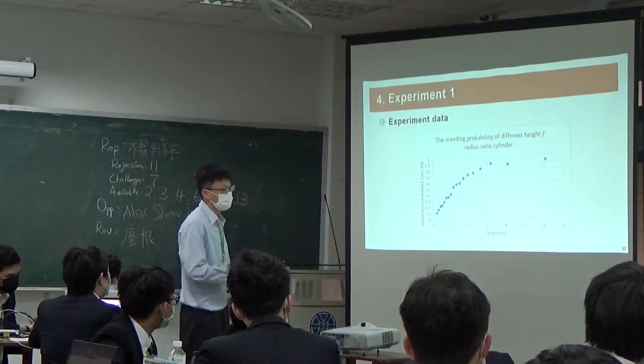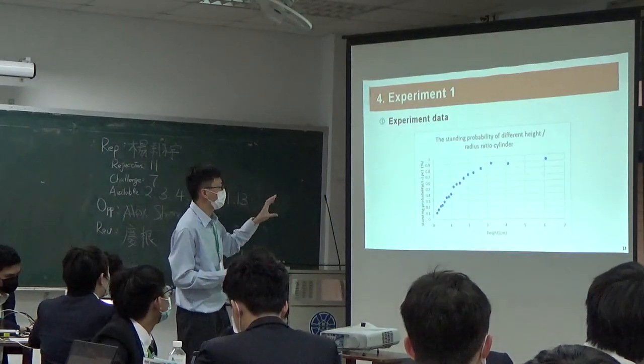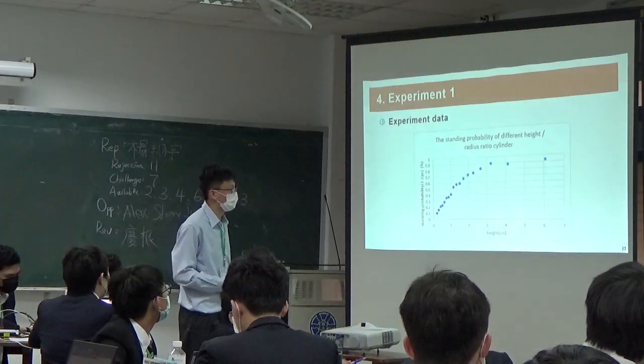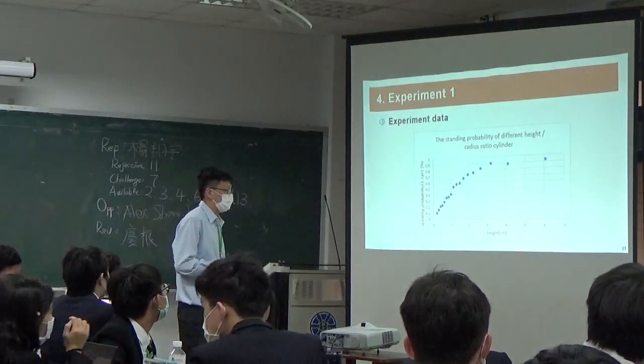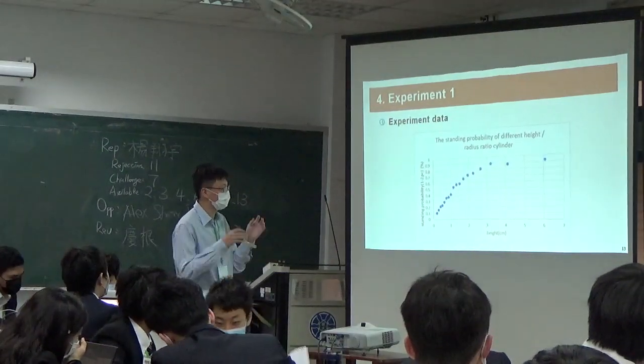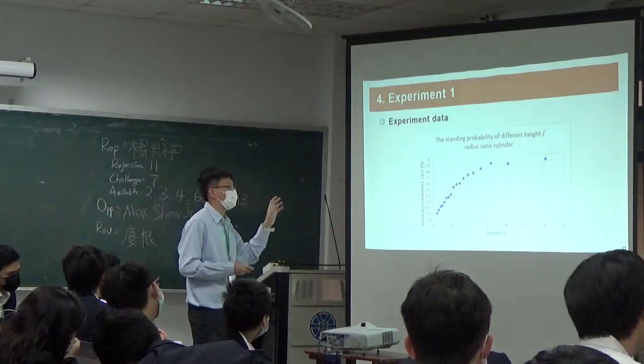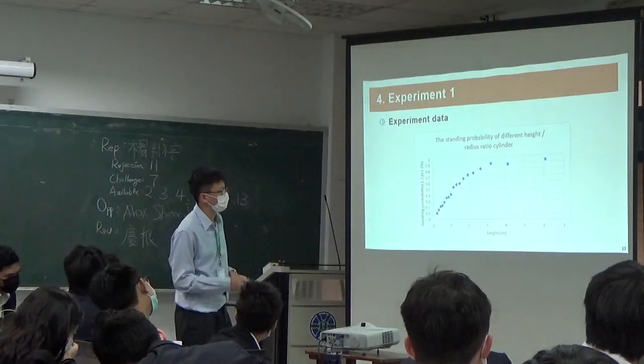As we can see, when the height of the cylinders keeps growing, the standing probability keeps growing. And as you can see, the trend becomes increasingly slower. That's because the result can be more than one, so it must become slower like this.